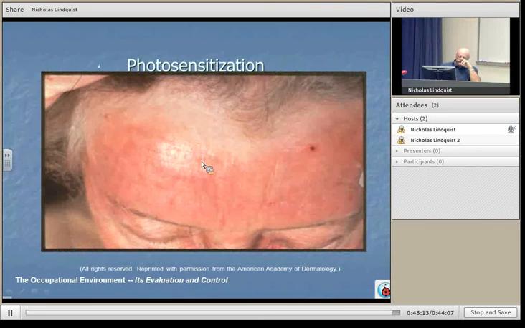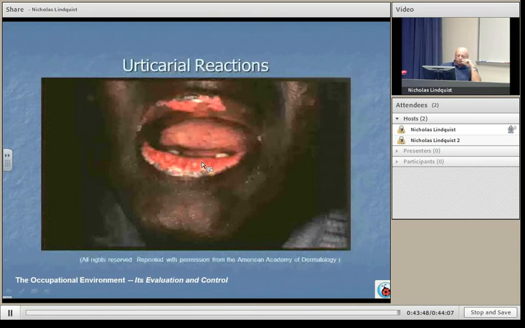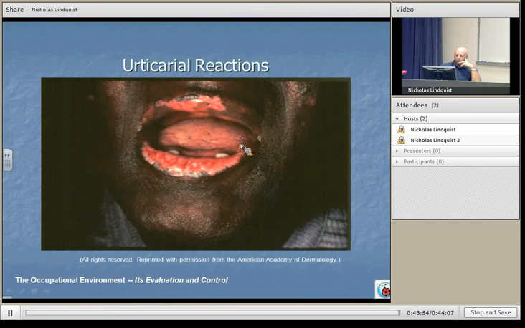This is one, photosensitization. There are certain chemicals out there that, when you're exposed to them, will cause a cellular response so that when you're then exposed to sunlight, irritation will occur. This is an example, referred to as photosensitization, of an individual who from a chemical exposure is now reacting once the sunlight hits their skin. This is another example of dermatitis, affecting the lips, the mouth area, and the tongue area of an individual.